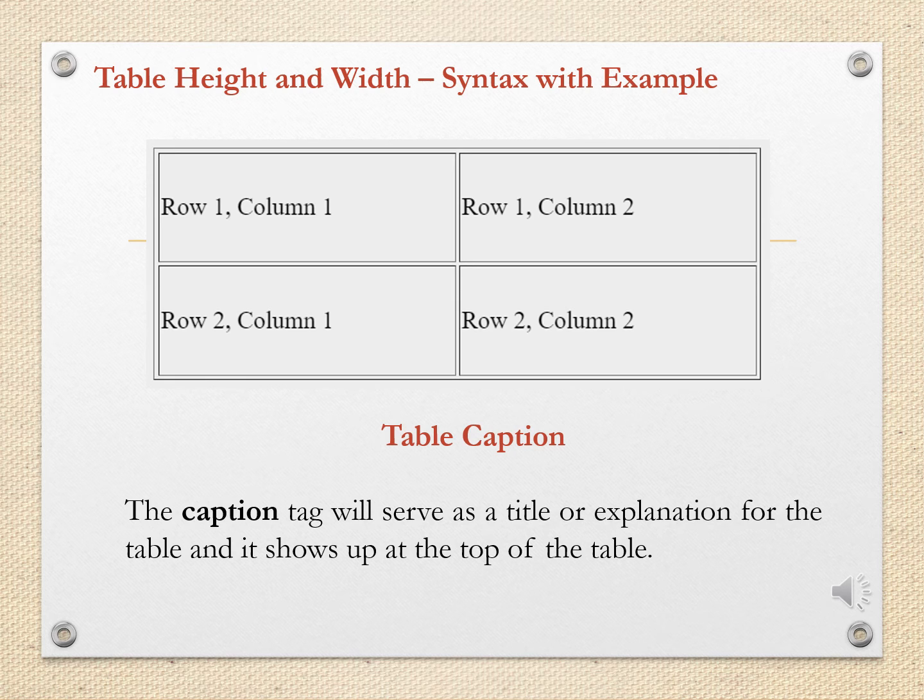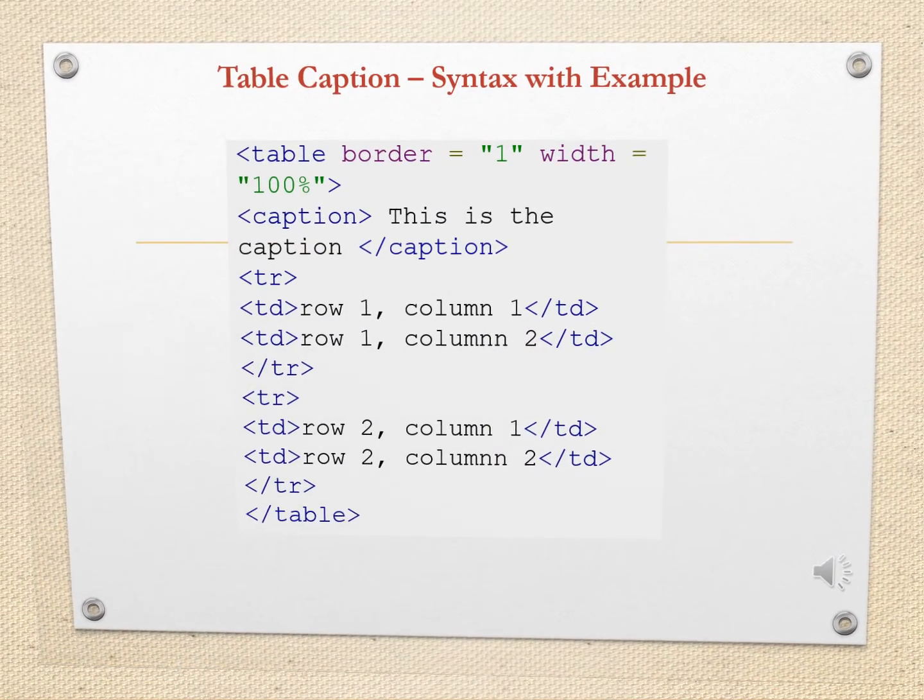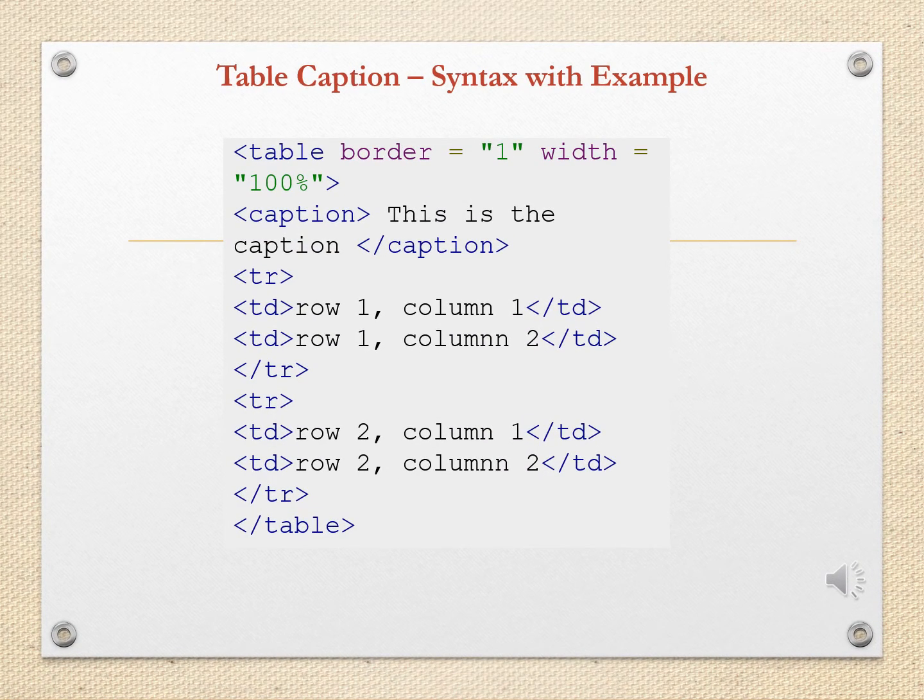The caption tag will serve as a title or explanation for the table, and it shows up at the top of the table. Syntax of the table caption, we can see it on the screen. It starts with the caption tag, and whatever you want to give as the table heading or the caption, you can give it between the opening and the closing tags. Then you can start with inserting the number of rows and columns you want inside the web page, and you can close the table.